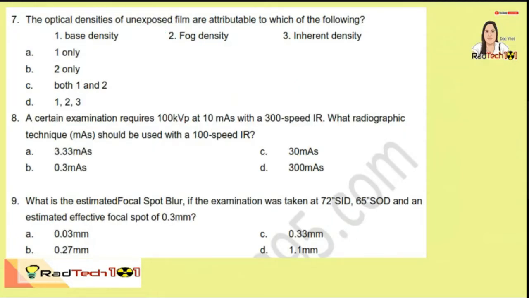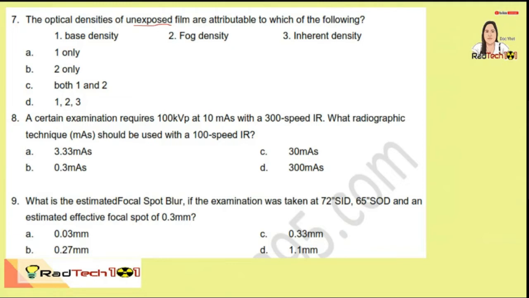Next, number 7, the optical densities of unexposed film are attributable to which of the following? So yung mga unexposed film natin, yung mga fresh from the box, kapag na-develop natin siya without exposing them to light or x-rays, so they still contain optical density. And we have what we call the base plus fog density.